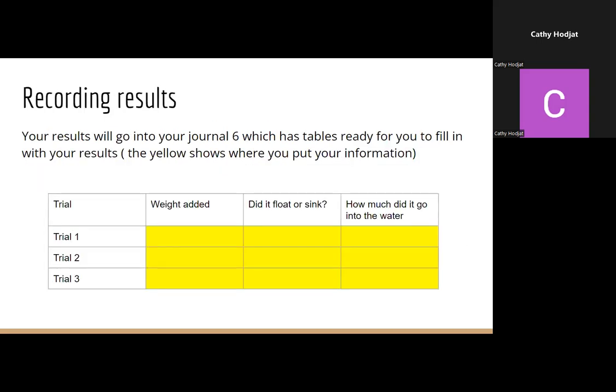So this is how you will be reporting your results. And these are the tables that will be in your journal 6. This table is included here in this PowerPoint for journal 5, just so you have an understanding of what it is you're looking for. This will help you when you're writing your procedure. You won't have this until journal 6, but it's helpful to see what it is you'll be working with. So you have your different trials, and then you have spaces there to make your observations about what happened at each trial.